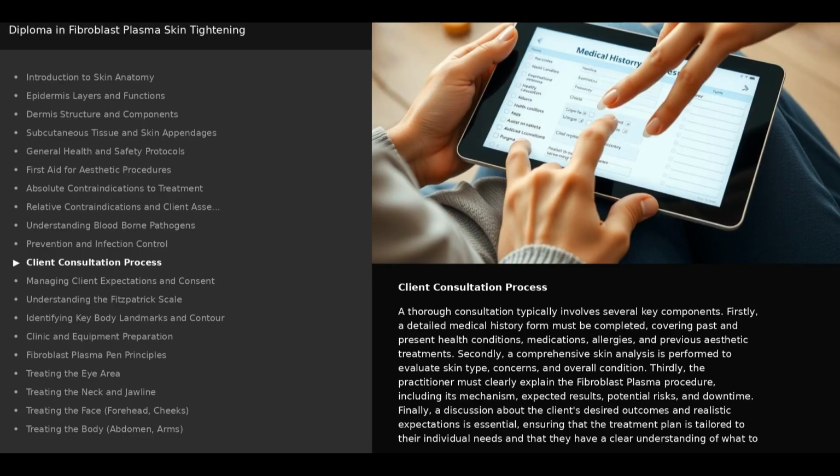A thorough consultation typically involves several key components. Firstly, a detailed medical history form must be completed, covering past and present health conditions, medications, allergies, and previous aesthetic treatments. Secondly, a comprehensive skin analysis is performed to evaluate skin type, concerns, and overall condition. Thirdly, the practitioner must clearly explain the fibroblast plasma procedure, including its mechanism, expected results, potential risks, and downtime. Finally, a discussion about the client's desired outcomes and realistic expectations is essential, ensuring that the treatment plan is tailored to their individual needs and that they have a clear understanding of what to expect. This holistic approach ensures ethical and effective practice.